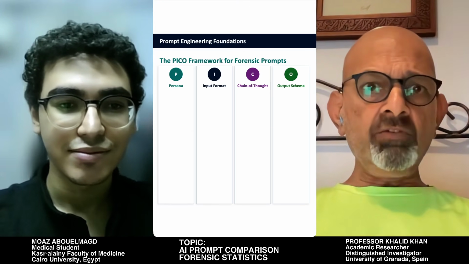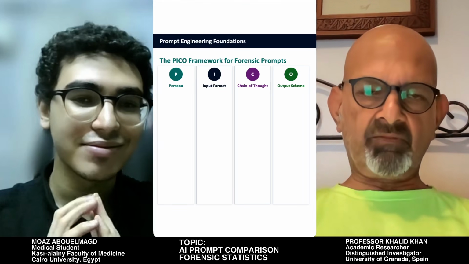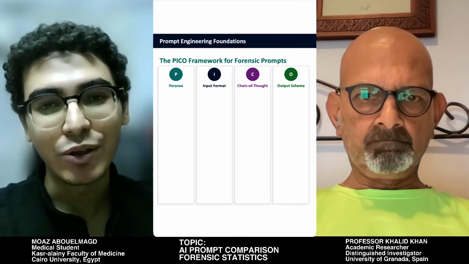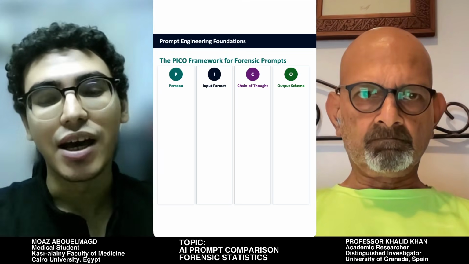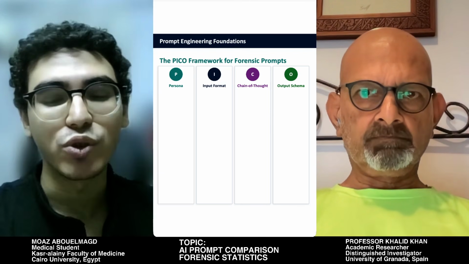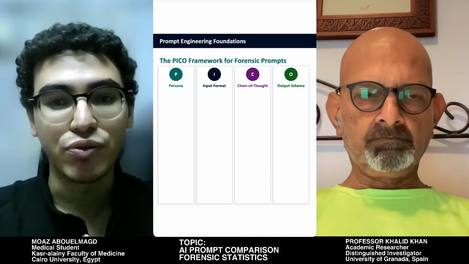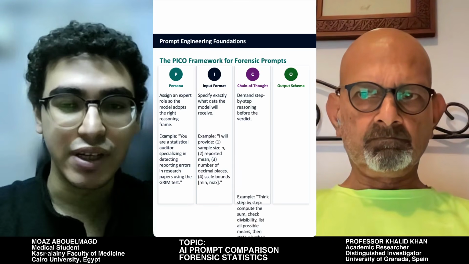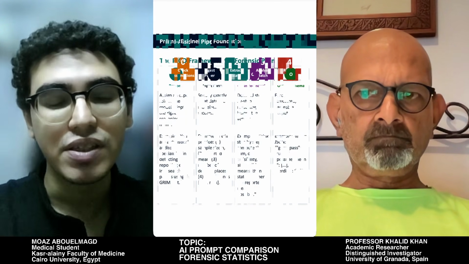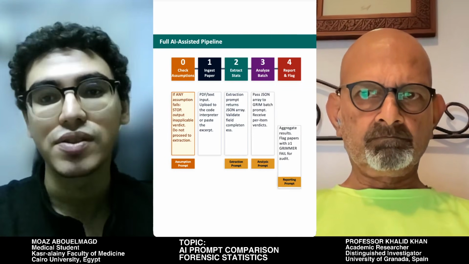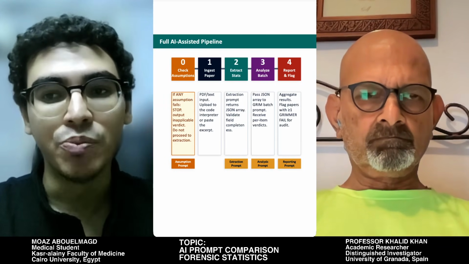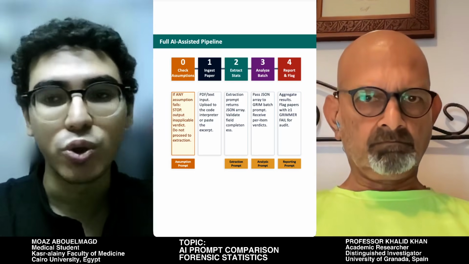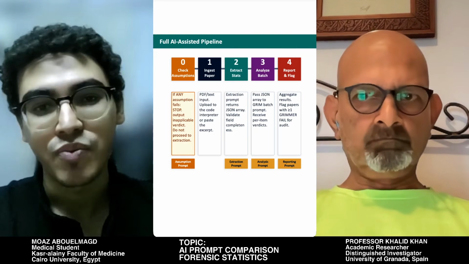And Moaz, can you run us through the previous instructions that we gave in our previous video quickly? So we previously talked about how to prompt engineer your prompt, and we talked about the PICO framework that you have to give your AI model a persona, an input format, a chain of thought, and output scheme. And this is what we briefly explained in the previous video, and we will implement these values and these instructions to make our own prompt to use the Grim test on this same paper and see how our results will differ or agree with Matt's results.